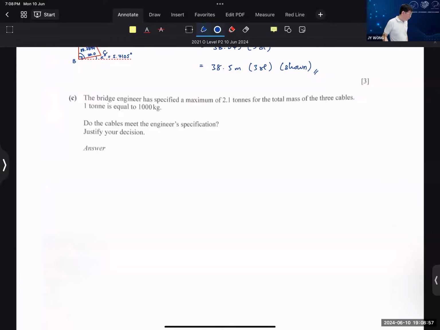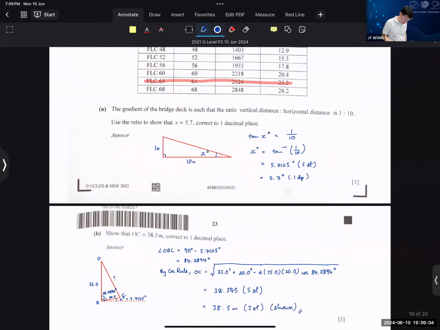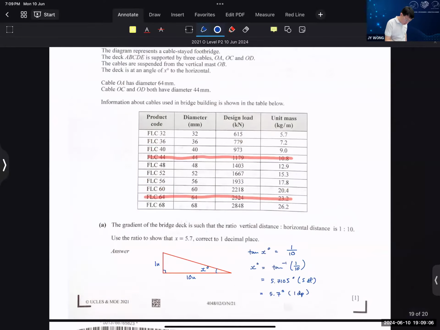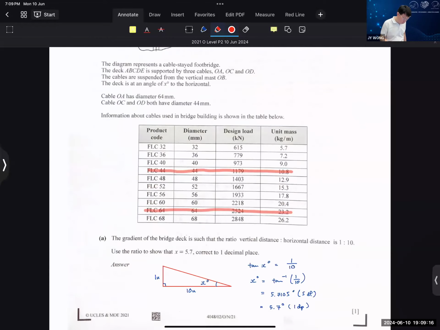So what do we need to find next? We already found OB. The third cable is OD. They lie on the same horizontal. So you get a triangle OBC, and then OCD like that. So you can go and draw it out.